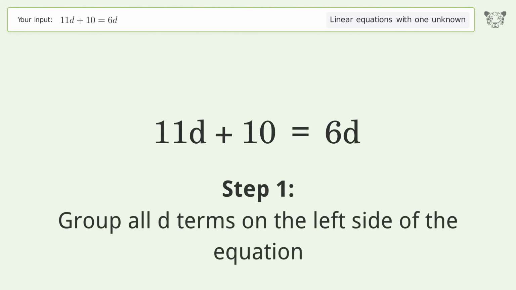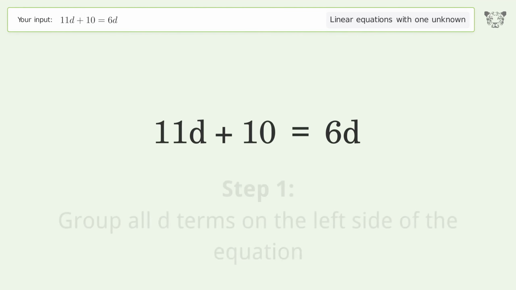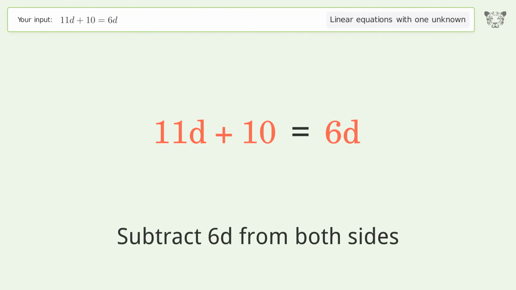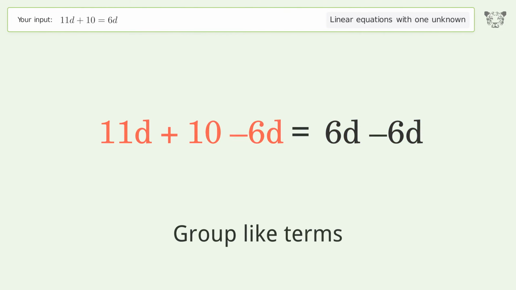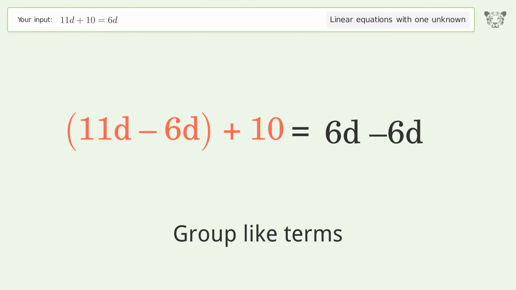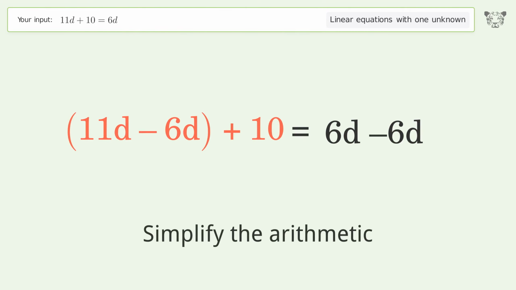Group all d terms on the left side of the equation. Subtract 6d from both sides. Group like terms. Simplify the arithmetic.